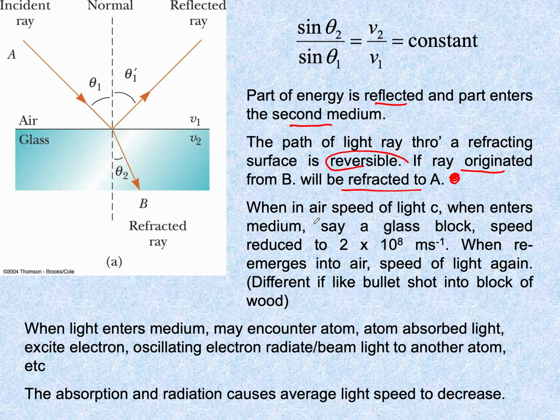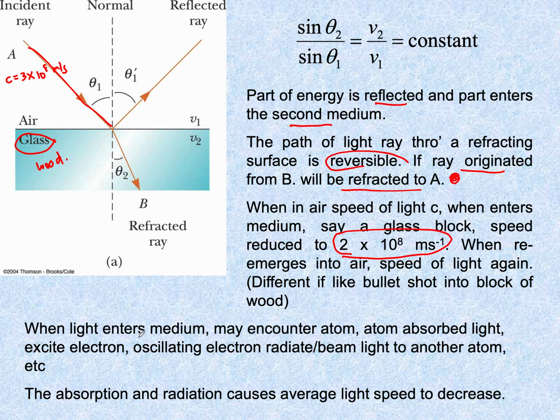So when light in air with speed c enters a medium, in this case glass, the light has a velocity of around 3 times 10 to the power of 8 meters per second. When the light passes into the medium, the velocity is reduced to 2 times 10 to the power of 8 meters per second. When it emerges into air, it returns to the speed of light again.